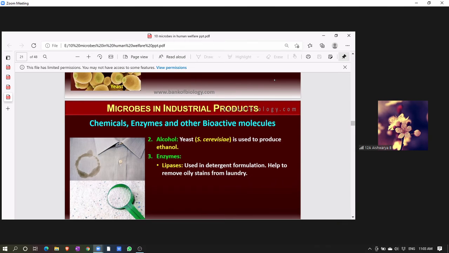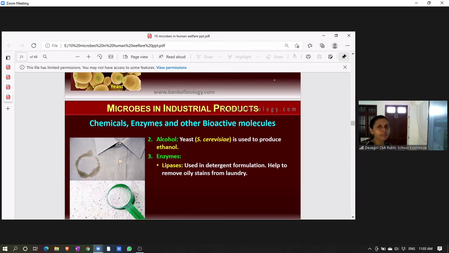Lipases are used in detergent formulations and are helpful in removing oily stains from the laundry. You must have noticed that bottled fruit juices bought from the market are clearer as compared to those made at home. If you buy a fruit juice from the market, the bottle is very clear. The same mango, if you prepare juice from the mango, that is not so clear. Why? Because for storage purpose, commercially, when these fruit juices are produced, they use certain enzymes.